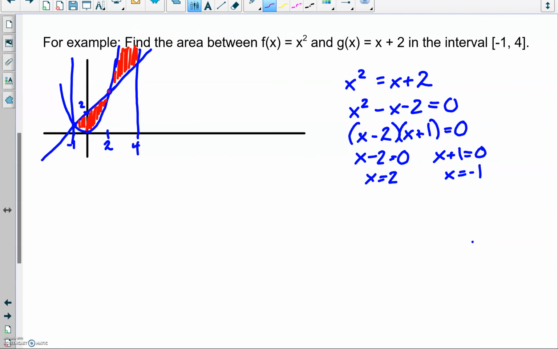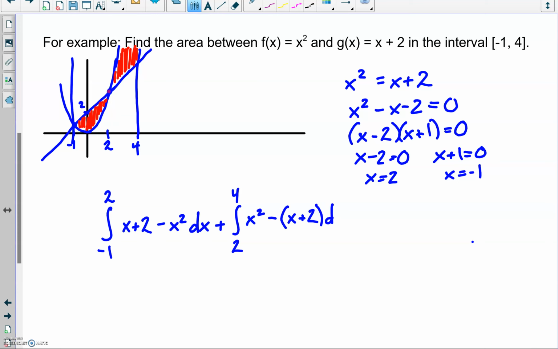So what we're going to do to set this up is have the integral from -1 to 2, where the x plus 2 is taller, it's the higher y values, then subtract away the x squared dx. And then we're going to add to that from 2 to 4, that ending point that we're desiring. From 2 to 4, you can see the x squared is actually producing higher y values. So we'll have x squared minus this x plus 2 dx. And then you have 2 separate integrals you've got to work out to get to the final answer.